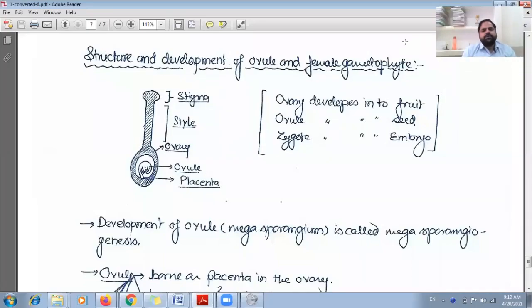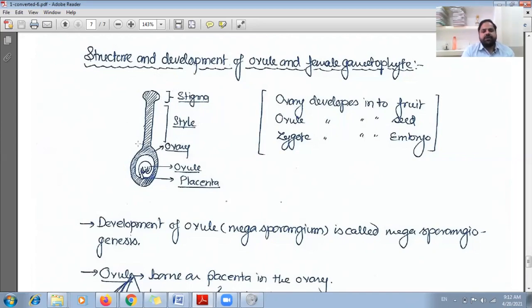Students, in this video lecture, we will discuss the female reproductive organ of the plant. We will see the structure and development of the ovule and the female gametophyte in detail. We can see here the structure of a pistil, and it consists of three main parts: style, stigma, and ovary. In other words, the pistil is made up of style, stigma, and ovary.